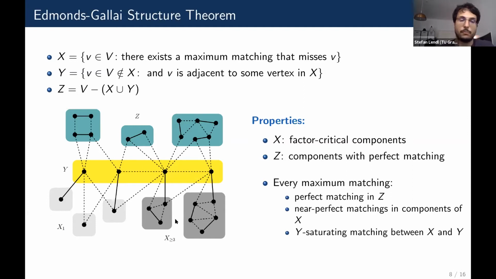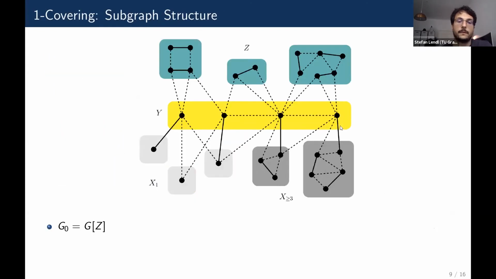So this is what we know about the structure. And now we can use this structure on one hand to obtain a lower bound on our one covering set, and on the other hand to obtain a polynomial algorithm that exactly matches this lower bound.